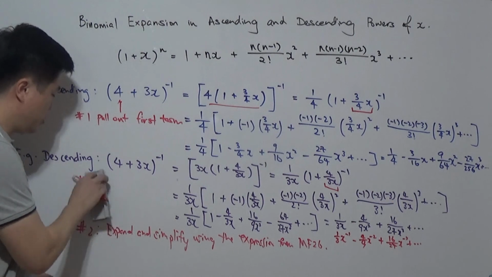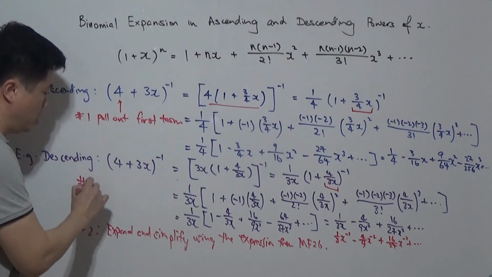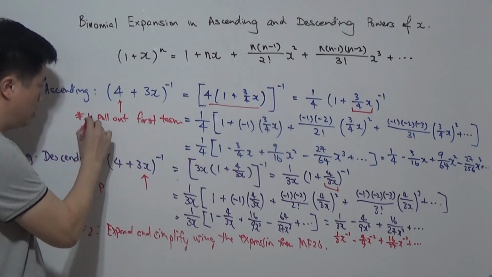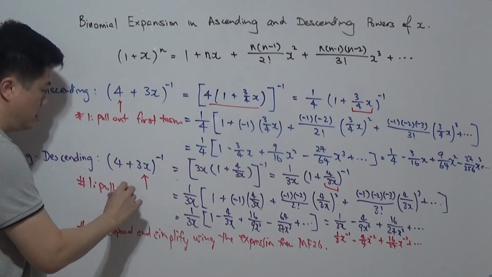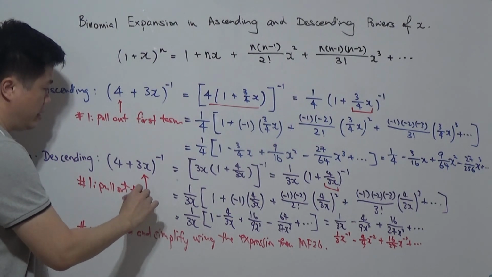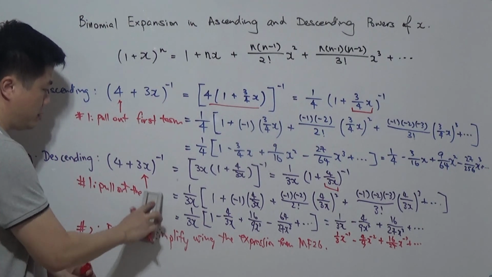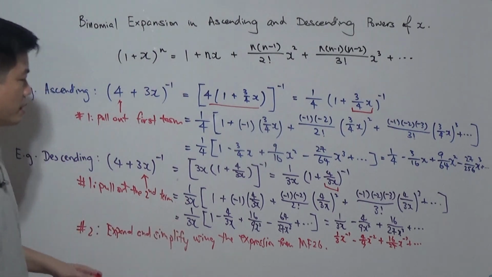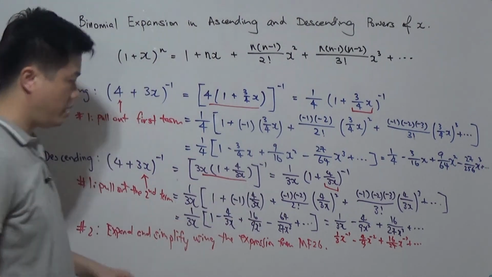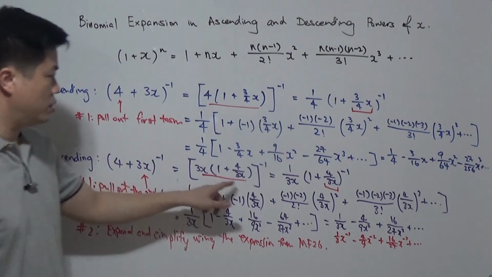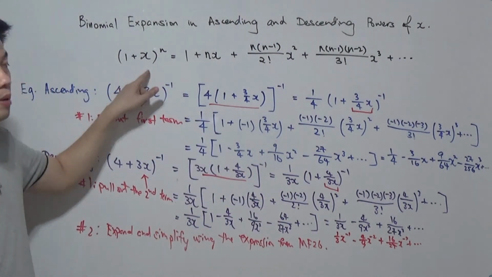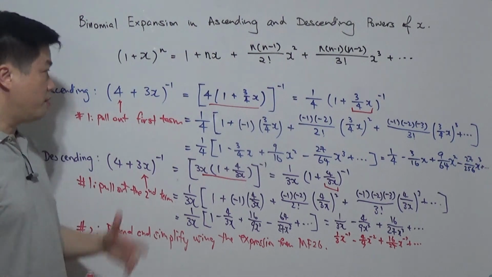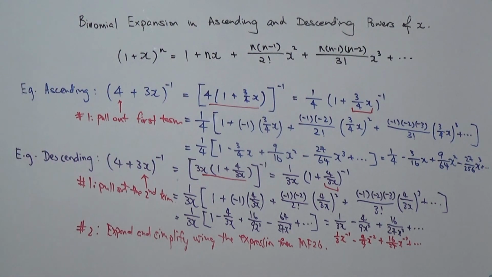Now, for the part where you are going to be doing the descending, for step number 1, you would pull out the second term. I'm just going to write it in short form, second term. That's what we did over here. And then again, we're going to do step 2, which is to go ahead and expand this one using the formula given. I hope that makes sense. So that's how you do the binomial expansion for ascending and descending powers of x.